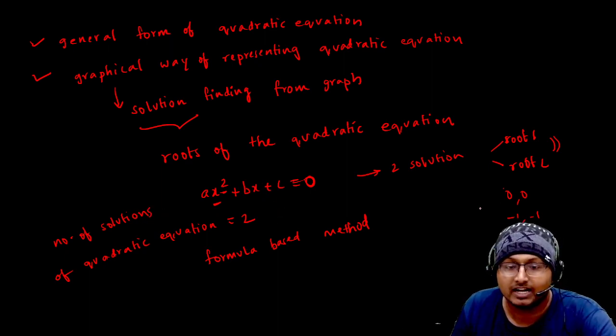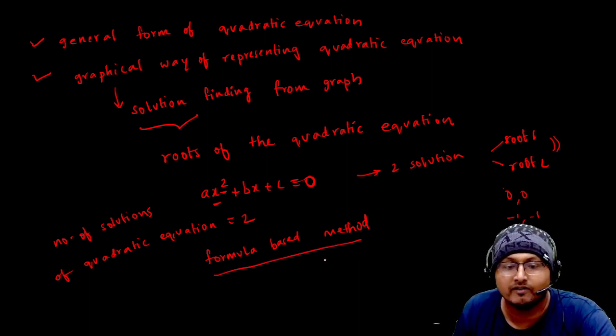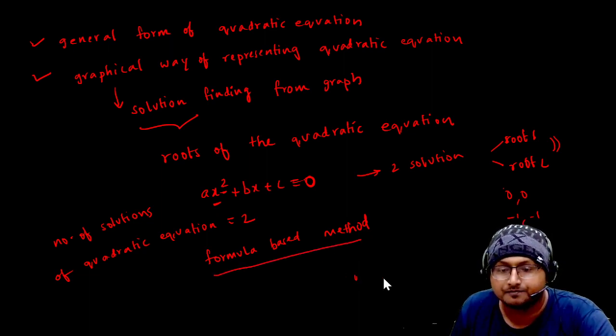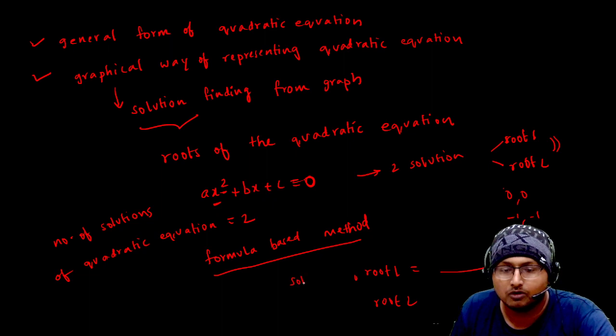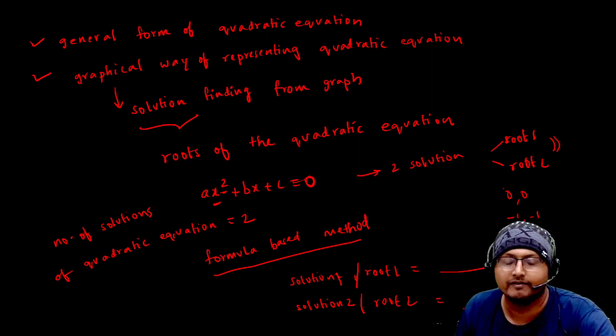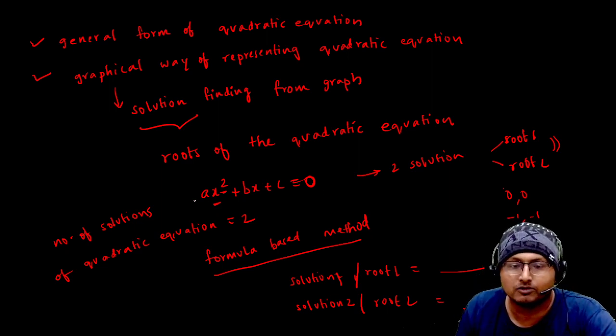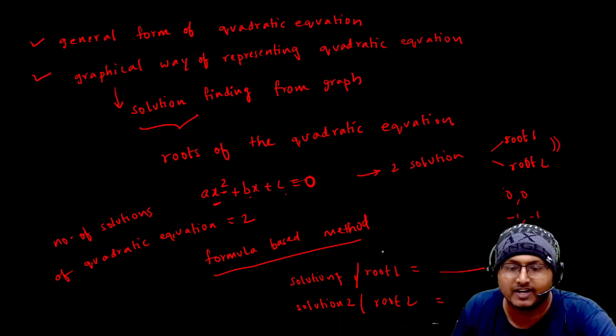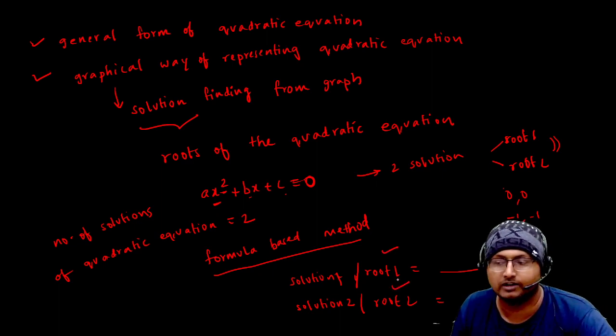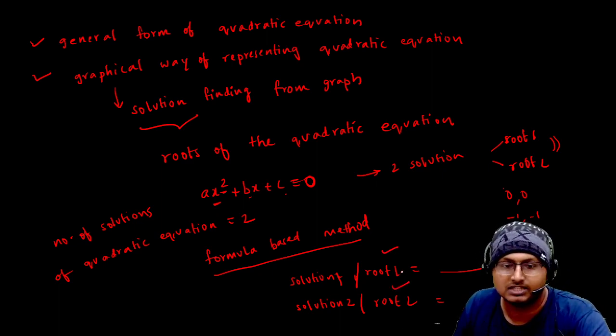So in the formula based method, root 1 or solution 1 is one formula, and root 2 or solution 2 is another formula. Directly we will substitute all the values of a, b and c in those formulas and find root 1 and root 2 directly. No need of doing any other things. So this is the formula based method.